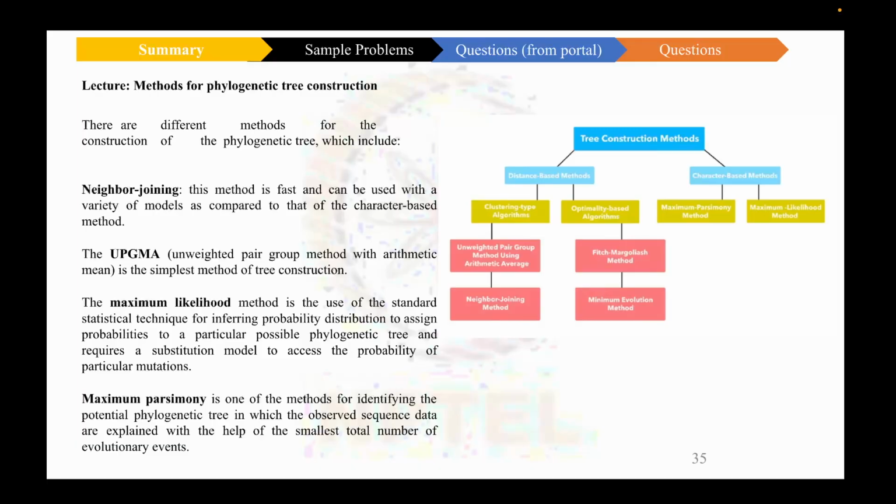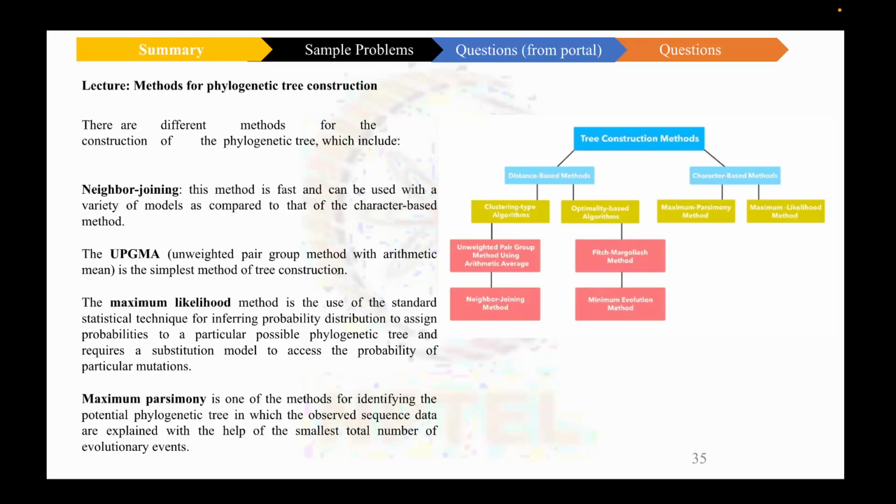So next, methods for constructing a phylogenetic tree. These methods aim to infer evolutionary relationships among a group of organisms or sequences based on observed data such as DNA, RNA, or protein sequences. So here I'll be explaining some of the commonly used methods.